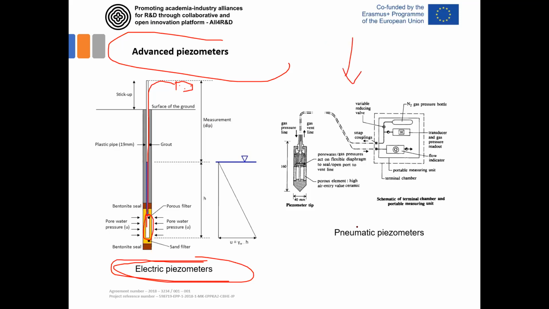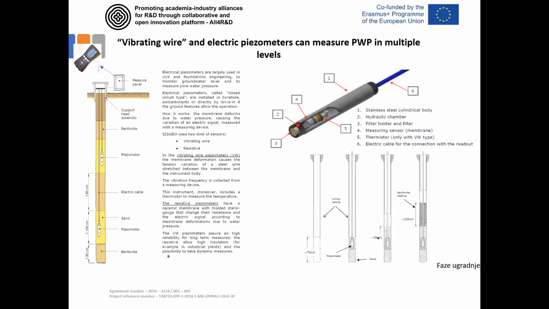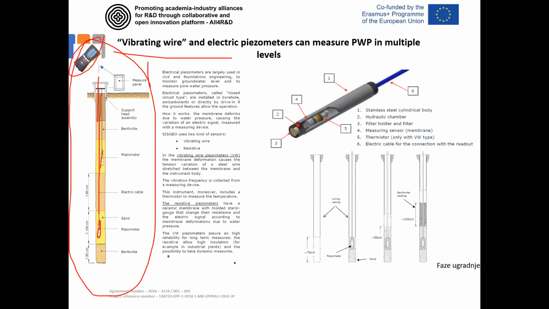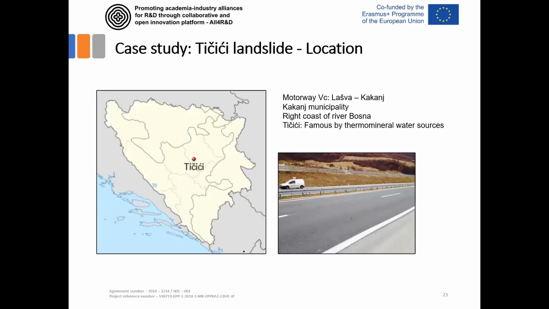Similar things are appropriate for pneumatic or vibrating wire type piezometers. It can also be installed at multiple levels. You can place one probe here, the other probe here, connected by cable to the readout unit, and collect the data at any time. So this is the main advantage of these piezometers.